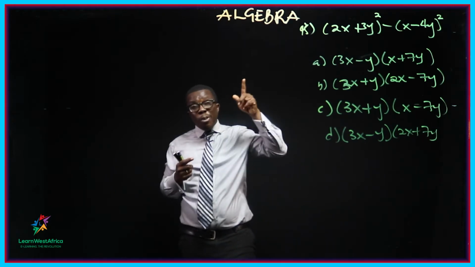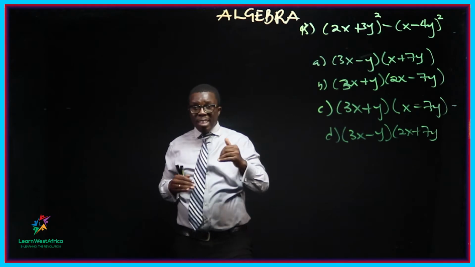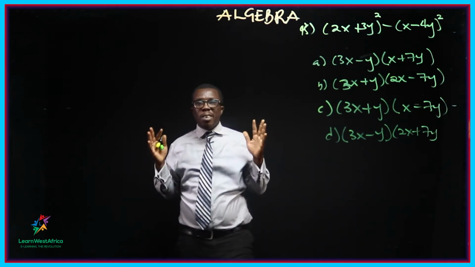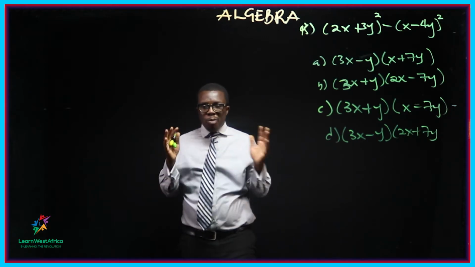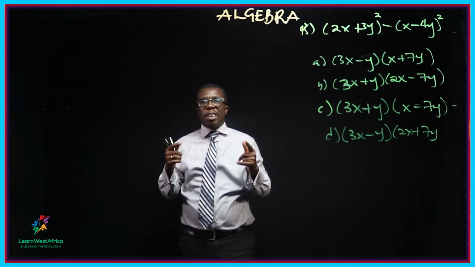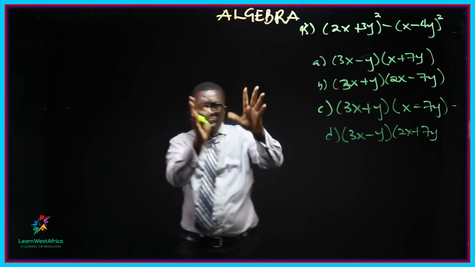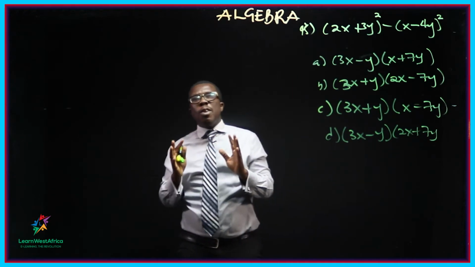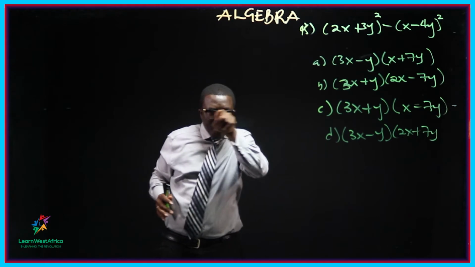Difference of two squares. A difference is just a subtraction: A minus B, or B minus A, any of them. So when you see something squared minus another thing squared, that is a difference of two squares.